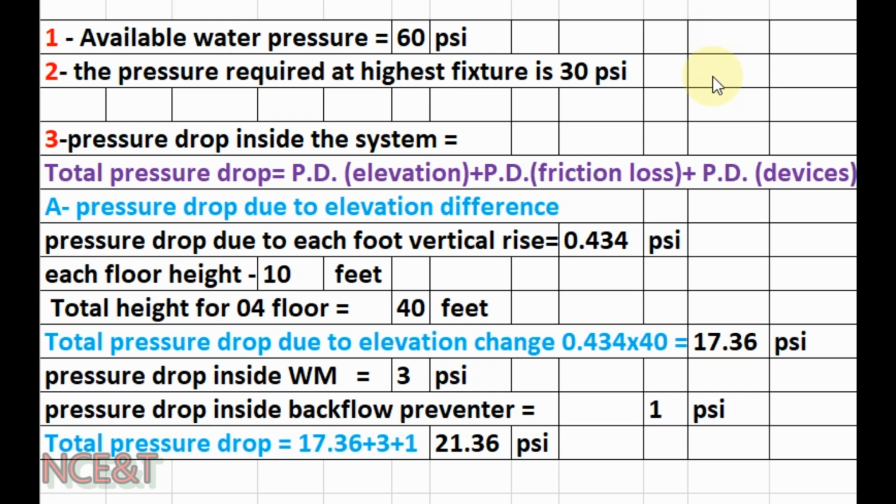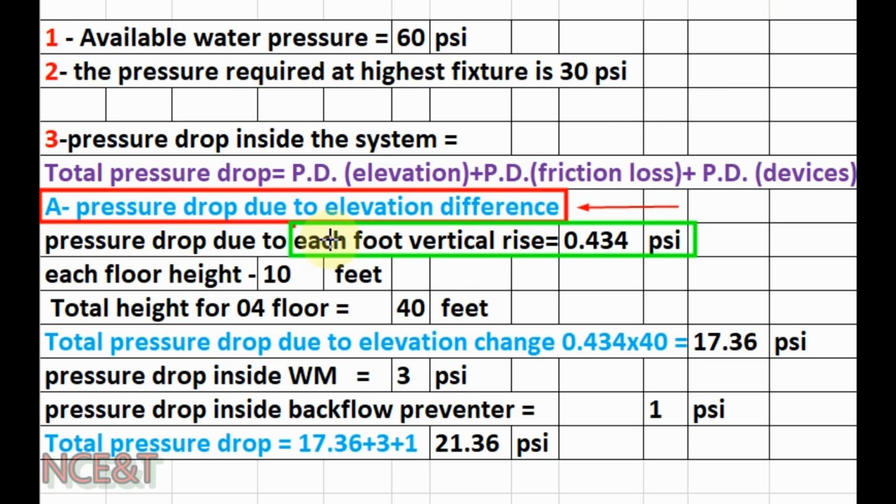Let us now calculate the pressure drop inside the system. We have the formula for pressure drop inside the system. It is equal to pressure drop due to elevation change, that is due to lifting water from ground to high level, plus pressure drop inside the piping due to friction loss when water is flowing through it, plus pressure drop due to devices when water is flowing through the devices.